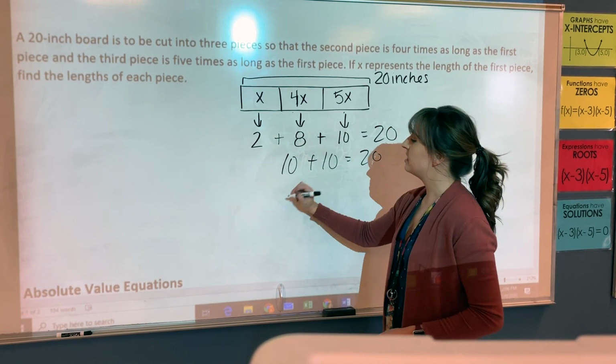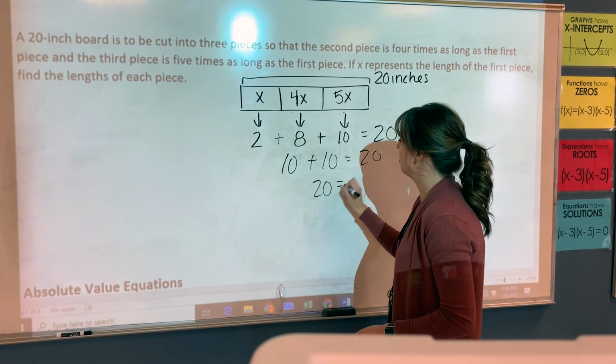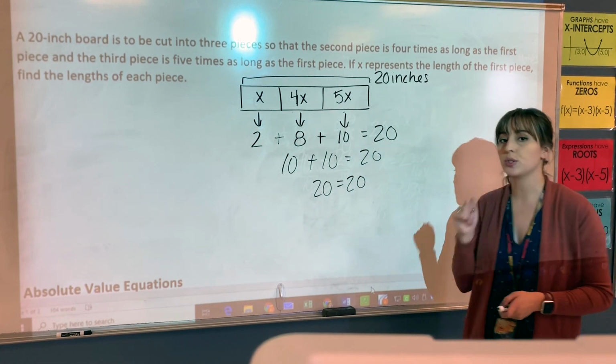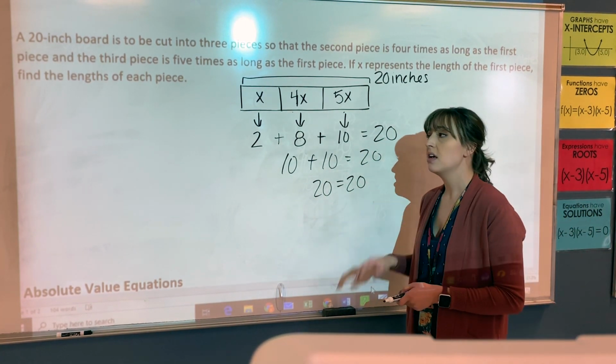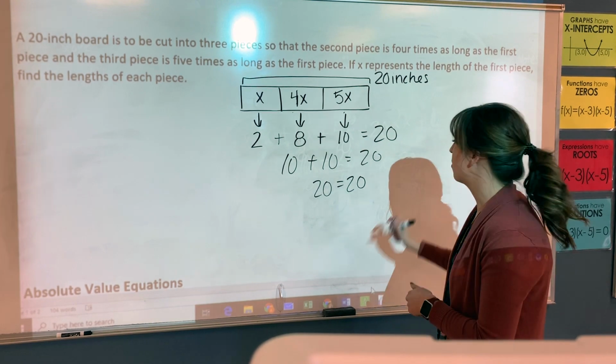And then bring down that plus 10. 10 plus 10 is 20. 20 is equal to 20, so that means that's a true statement. Therefore, your answers are correct.